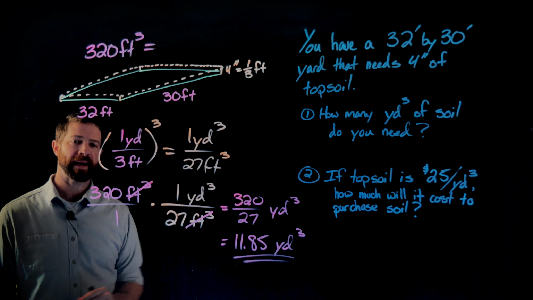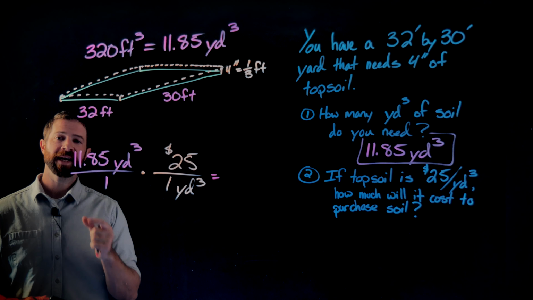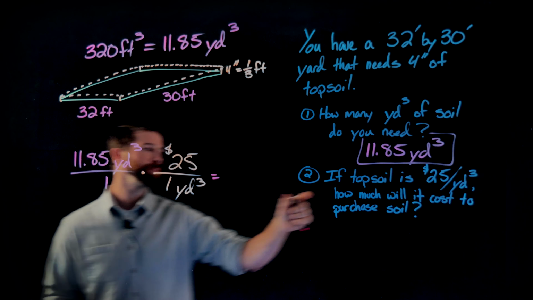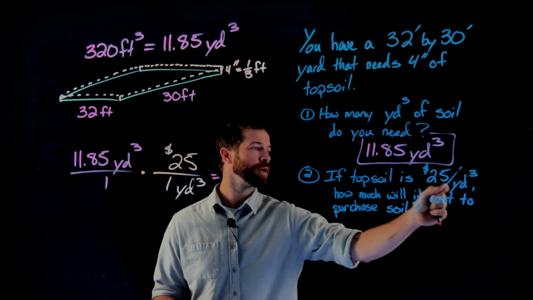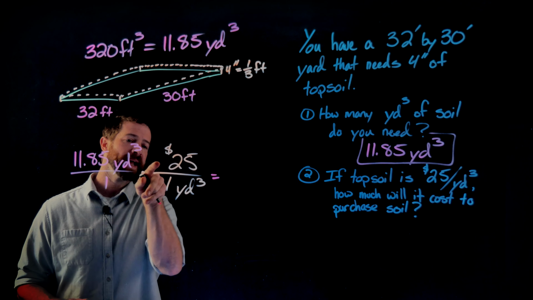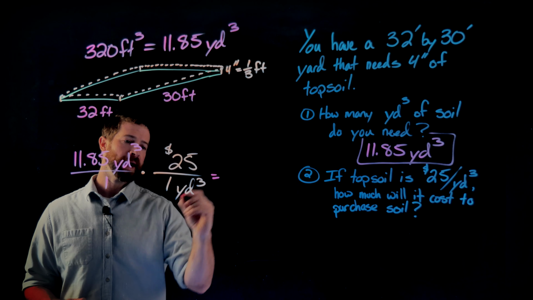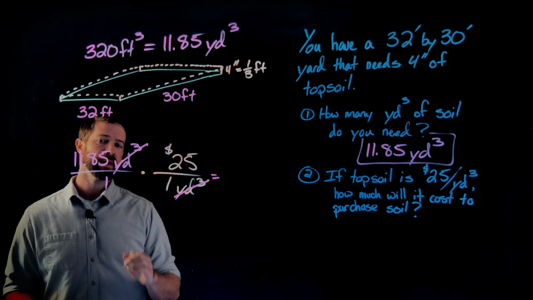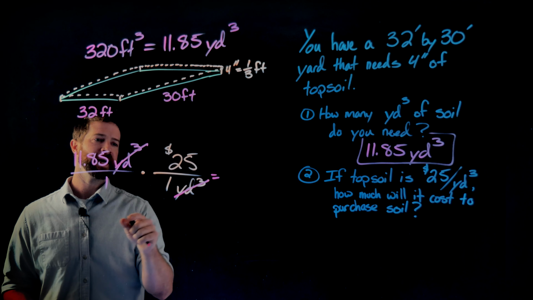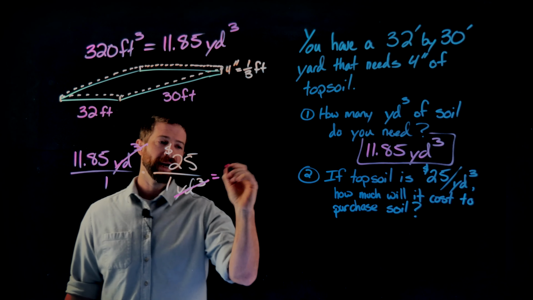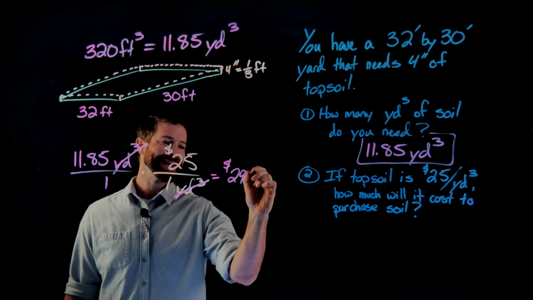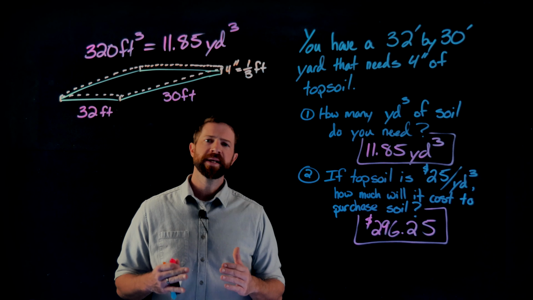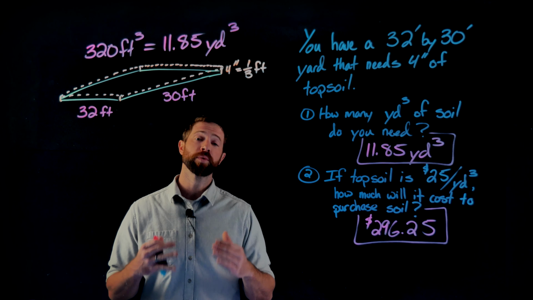We now need to find out how much this will cost. All right, to find the cost, what I'm now going to do is take my 11.85 cubic yards and multiply it by this rate of $25 per cubic yard. Written as a rate, it's right here. I will cancel my yards when I do this, leaving me with just dollars as my unit. When I multiply 11.85 times 25, I get $296.25.